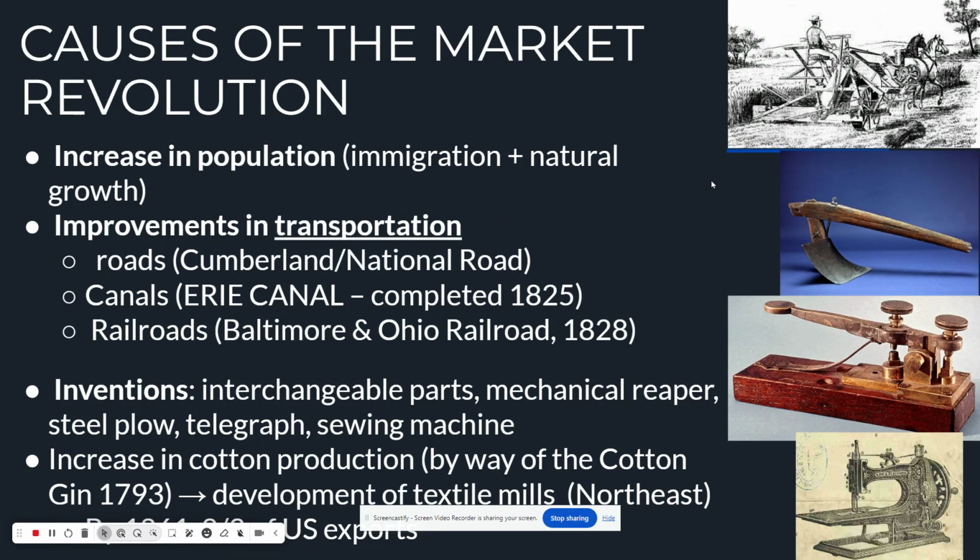So first off, let's examine and review the causes of the market revolution. First off, there's a huge increase in population in the United States. It doubles once by 1825, and then in another 25 years, it doubles again. And that's really due to immigration and a high natural population growth with a high birth rate. We also see improvements in transportation.